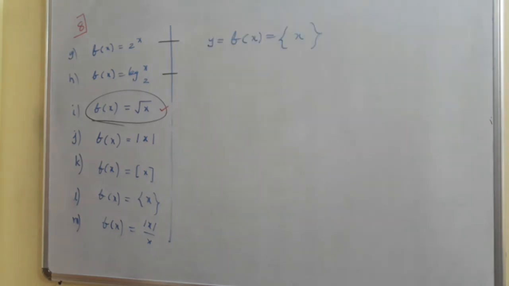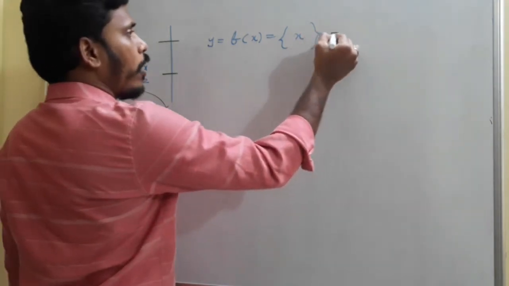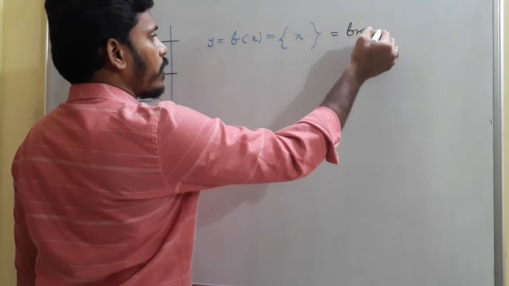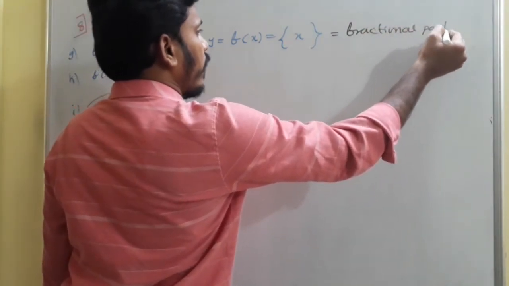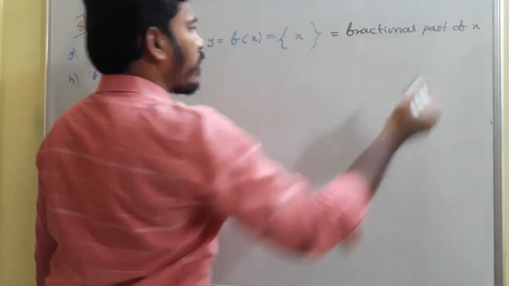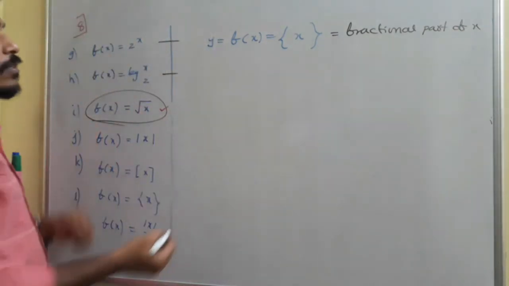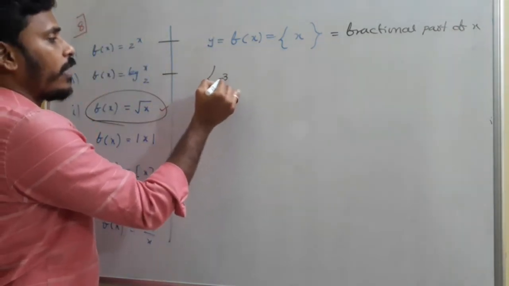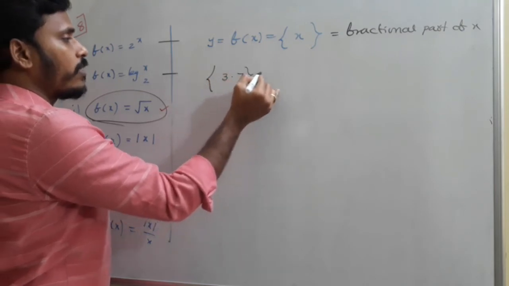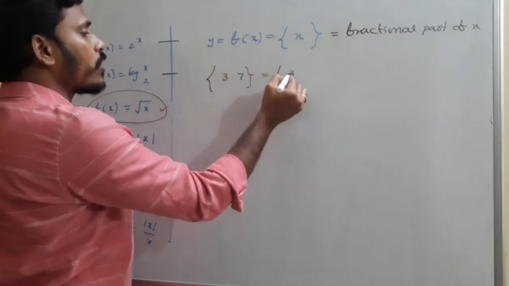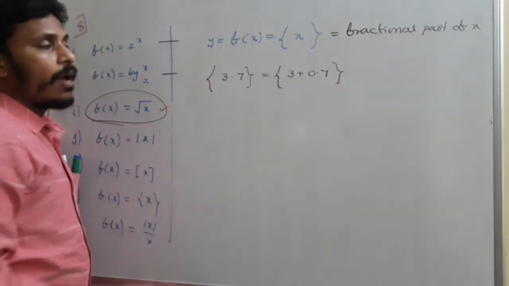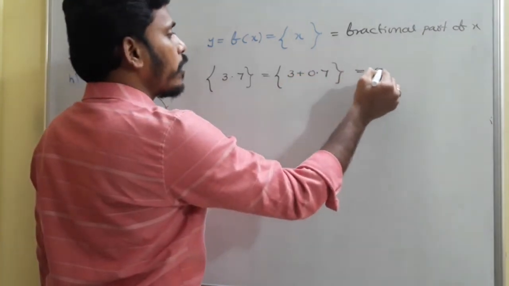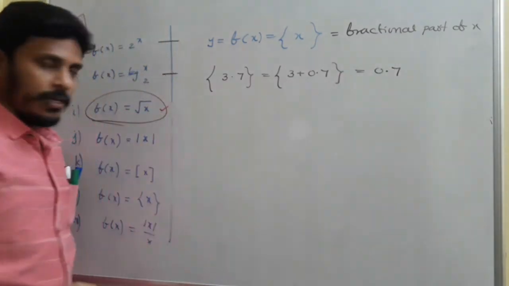So the next one is y = f(x) = {x}, the curly braces of x. We call it the fractional part of x, okay? This fractional part of x just gives us the decimal value of x, or the fractional value of x. For suppose if you take the fractional part of 3.7, in the bracket you just write 3.7 as 3 plus 0.7, and the fractional part of this 3 plus 0.7 is 0.7.